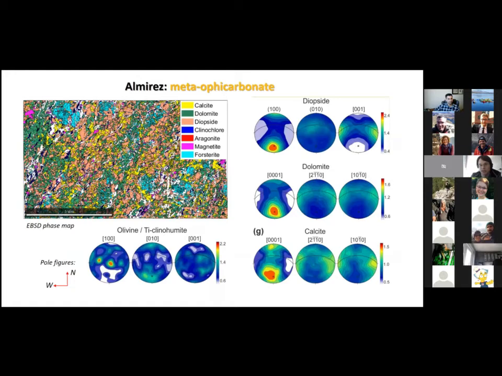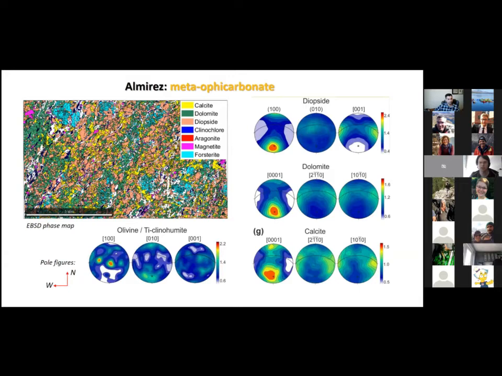Interestingly, in Almirez, the meta-ophicarbonates, where antigorite is not stable anymore, we see the same pattern of crystallographic orientations with respect to the foliation plane. So from this, we can already get one first-order conclusion or interpretation: for sure these patterns are related. We have a similar process, and possibly what we see in the Almirez case, where no antigorite is stable, is that we still see this fabric preserved from the precursor antigorite phase.